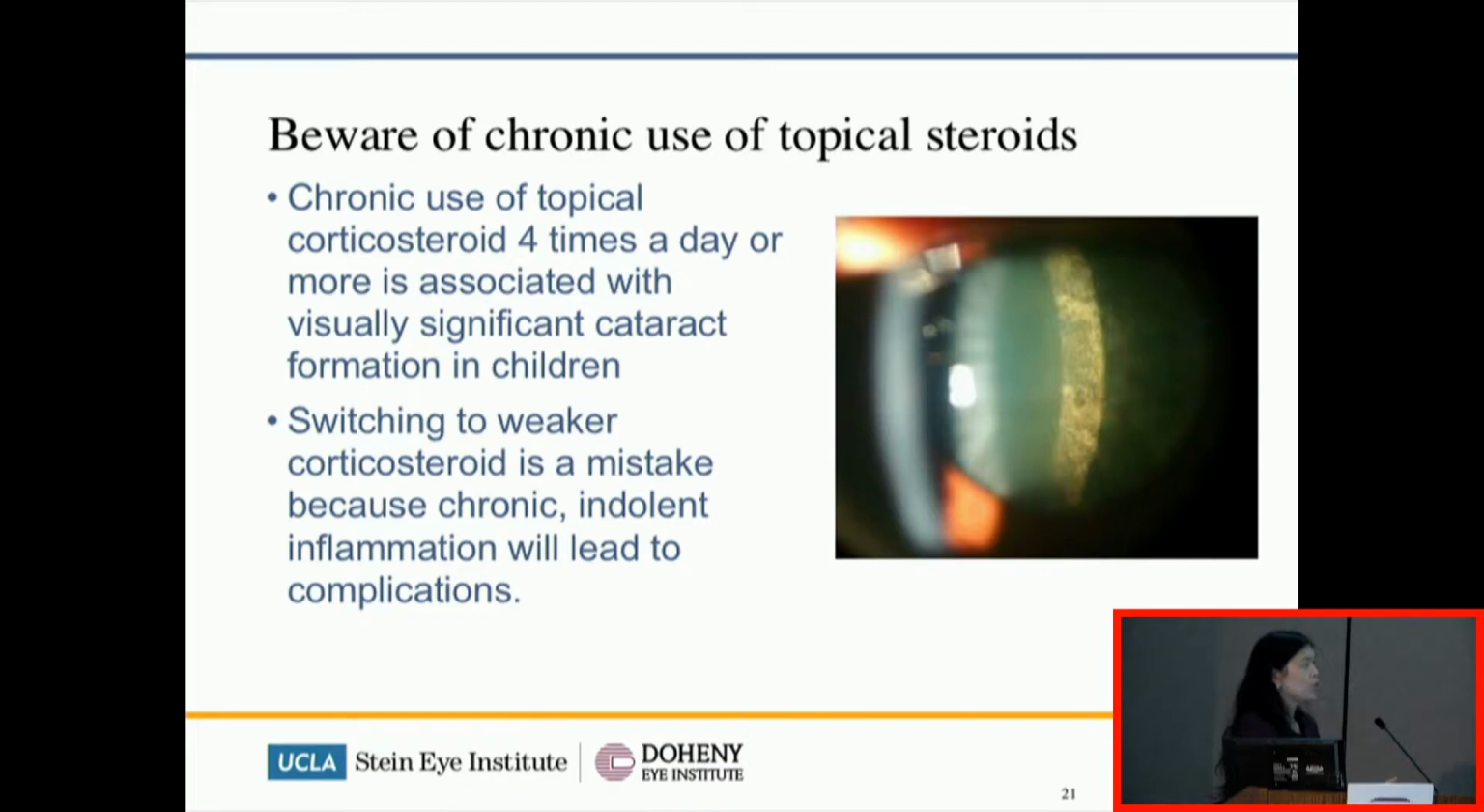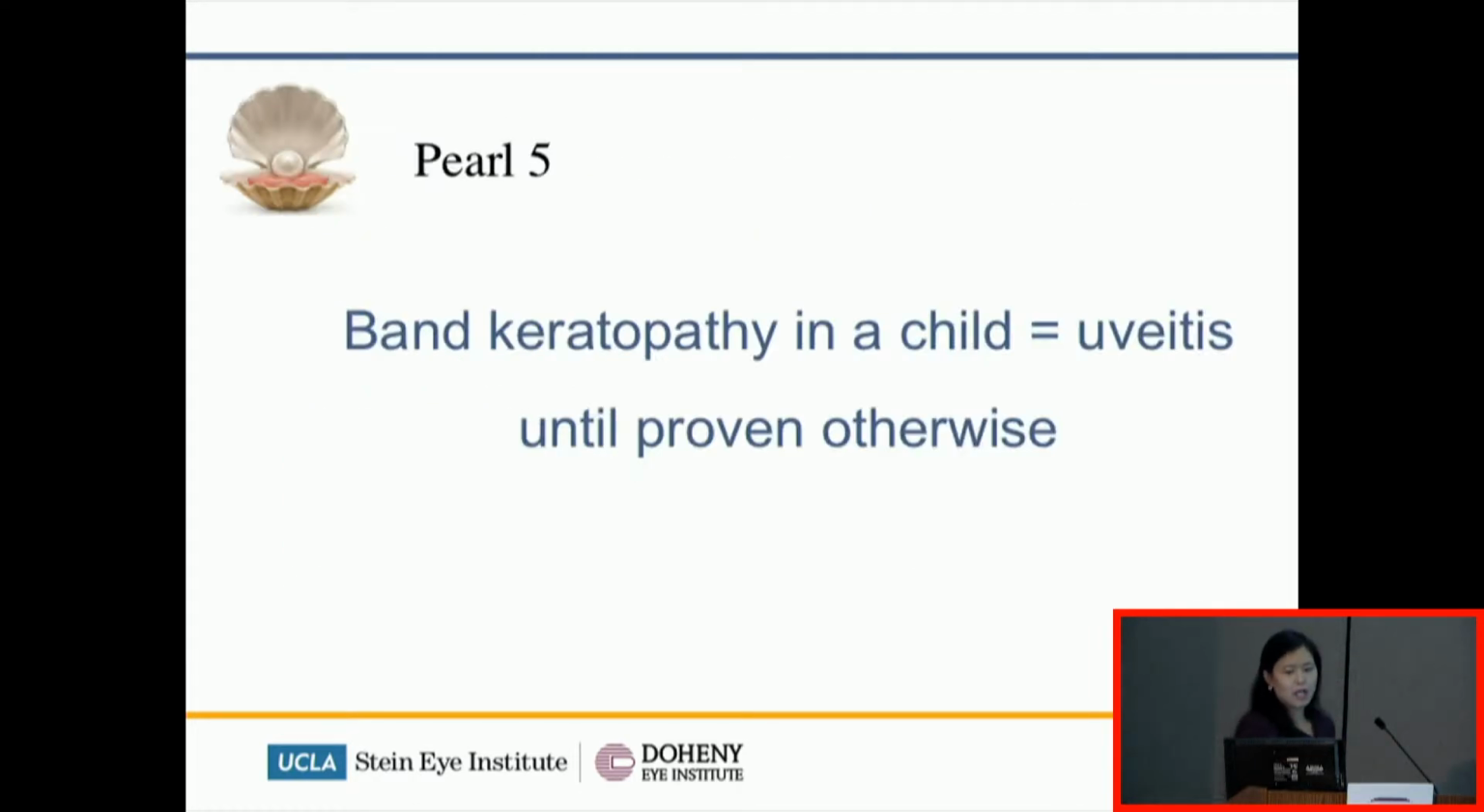And so a mistake would be to think, well, why don't I just reduce to a weaker corticosteroid? And if I reduce to a weaker one, well, maybe that's better for cataract formation or glaucoma. And maybe it's okay for the patient to have trace to 1 plus cell, especially if the patient is not complaining. That is also a mistake, because you will regret that. The patient will develop complications eventually.